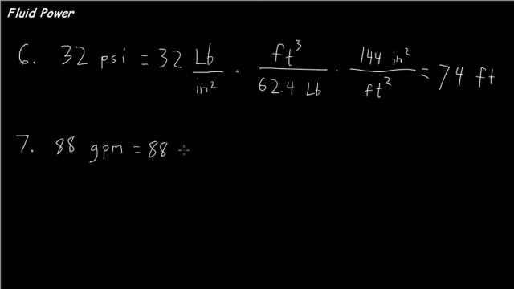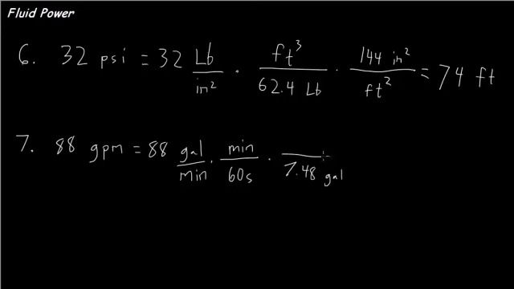So this is 88 gallons per minute. Notice I write out the units in this fractional way before I do the conversions. Just makes it easier to cancel units. So 88 gallons per minute, and I want to convert to cubic feet per second. So I need to do my minutes conversion, 60 seconds. And I have 7.48 gallons in a cubic foot of water. So this is about 0.2 cubic feet per second.